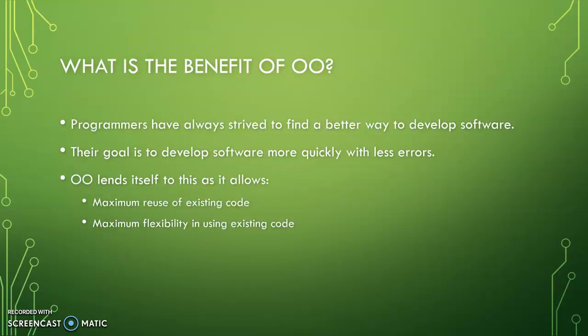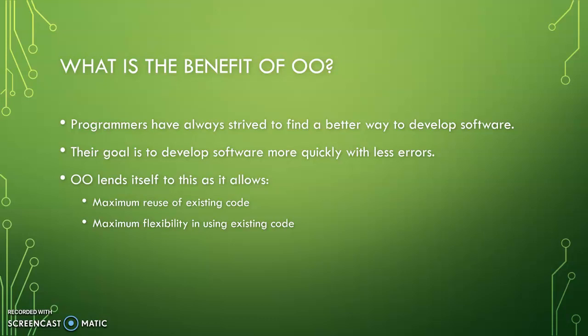What are the benefits? As I just kind of said before, the benefits was always trying to find a better way to develop software. Their goal was to develop software more quickly with fewer errors. Again, business wants things up and going. They didn't want to spend years trying to get something developed. They had a need. It's going now. Object-oriented allows for that. How? Well, basically it does it because it allows for maximum use of existing code, and also maximum flexibility in using that existing code.